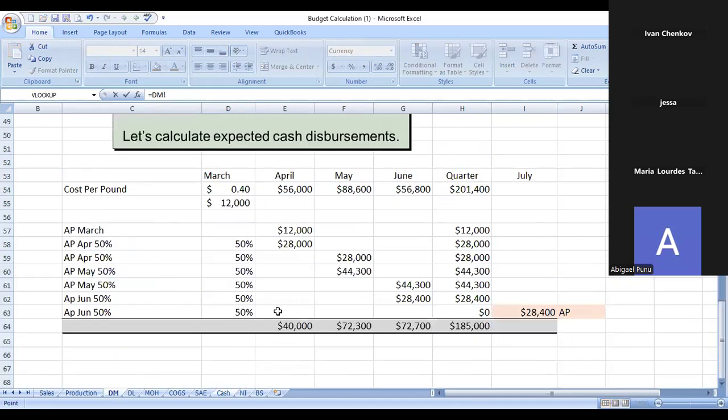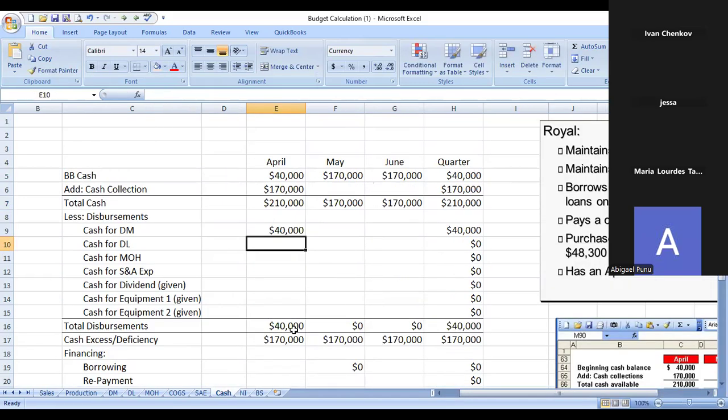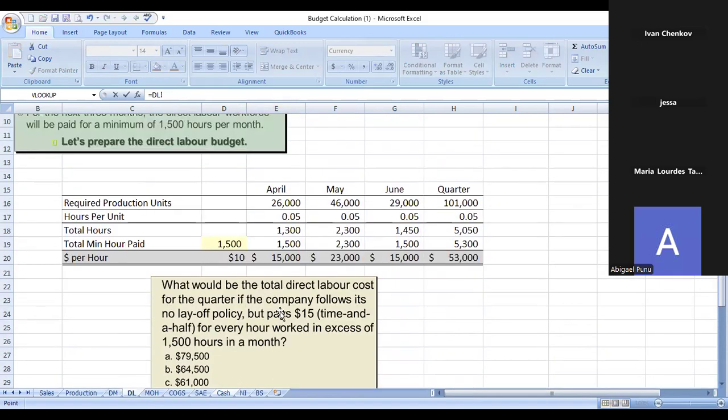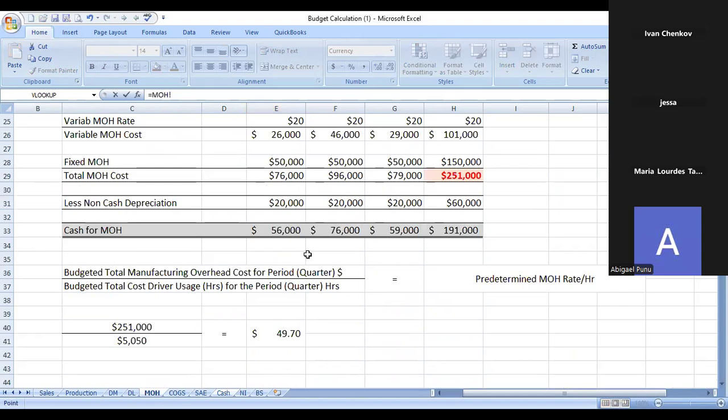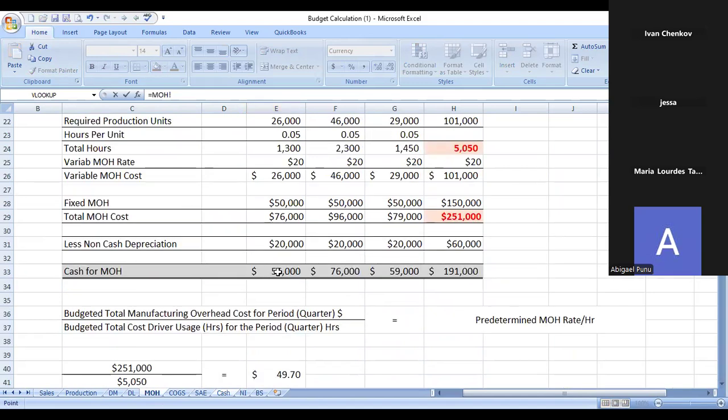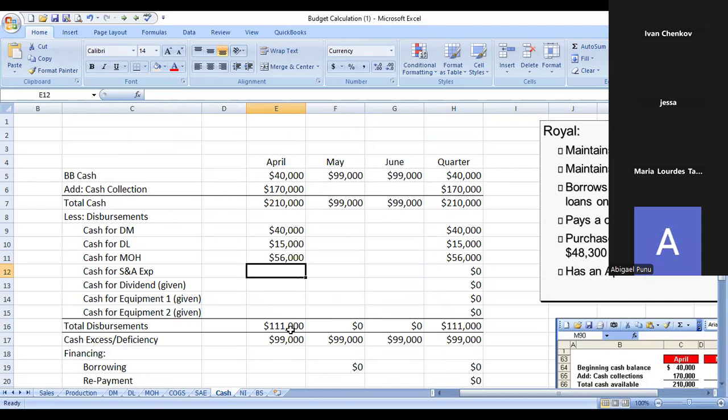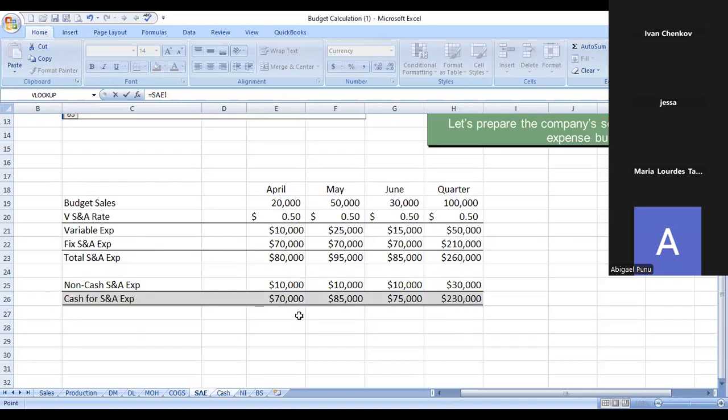Then we pay cash for direct material. From the direct material budget, we get the cash that we paid, $40,000 for the materials. We pay for direct labor. We go to direct labor and see how much we paid. We paid our employees $15,000. We pay for the manufacturing overhead. We go to the manufacturing overhead budget and see how much we paid in cash. We paid cash $56,000. Then we paid for the sales and administrative expenses. From the sales and administrative expenses budget, we see that we paid $70,000 cash.